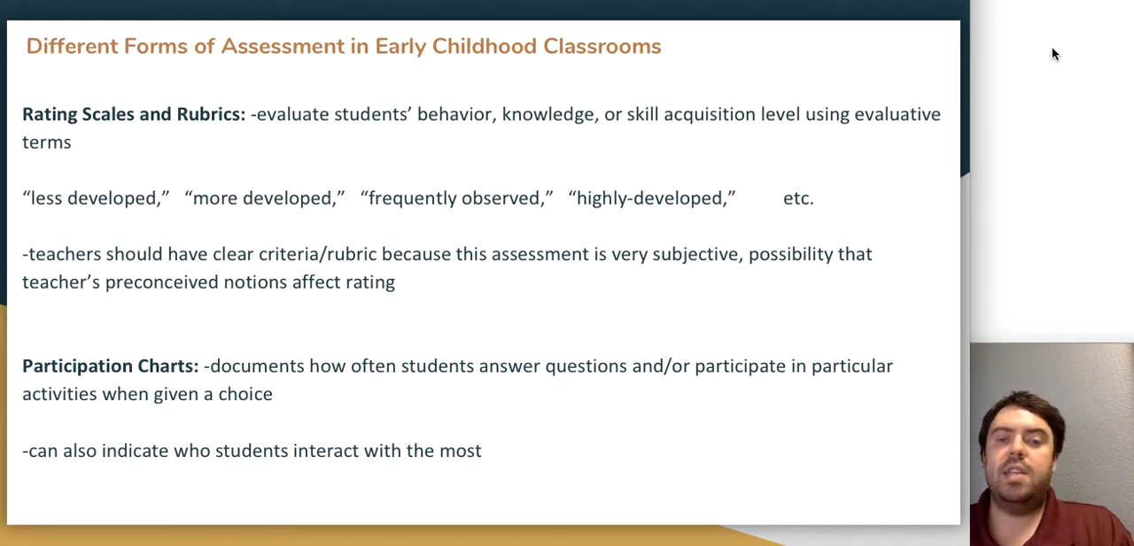Participation charts are nice because they can show how many times students answered questions, or how many times they interacted with other students, or how many times they chose to participate in particular activities. So this can show you who students feel most comfortable with, what their academic interests are, and also how comfortable they feel answering questions and participating in class.